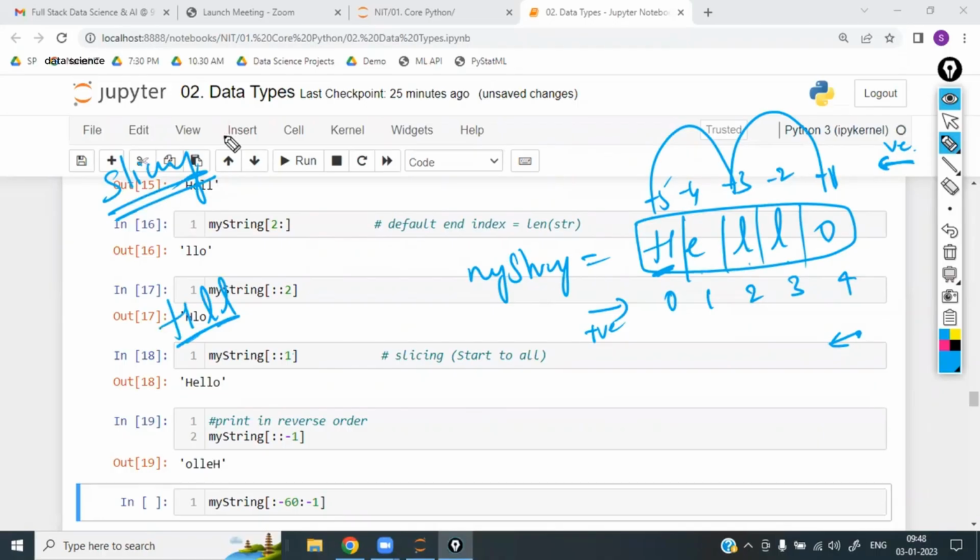Slicing has a fixed pattern. Only if a pattern is available can we go with slicing. If the pattern is not available, we can't apply slicing. That is the disadvantage of slicing. Slicing is applicable only for a pattern.